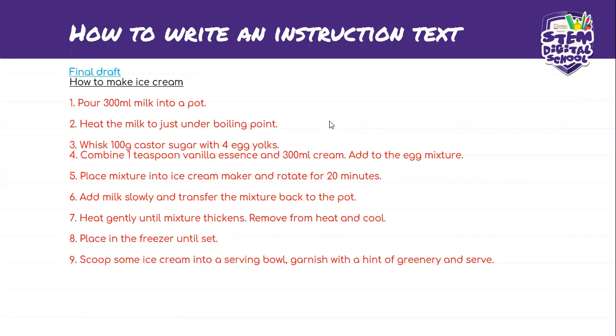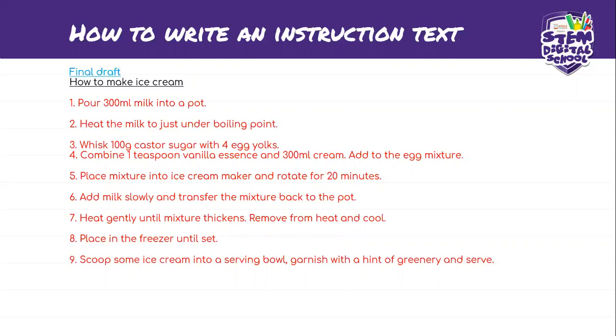How to make ice cream. Step 1. Pour 300 milliliters of milk into a pot. Step 2. Heat the milk to just under boiling point. Step 3. Whisk 100 grams castor sugar with 4 egg yolks. Step 4. Combine 1 teaspoon of vanilla essence and 300 milliliters of cream. Add to the egg mixture.